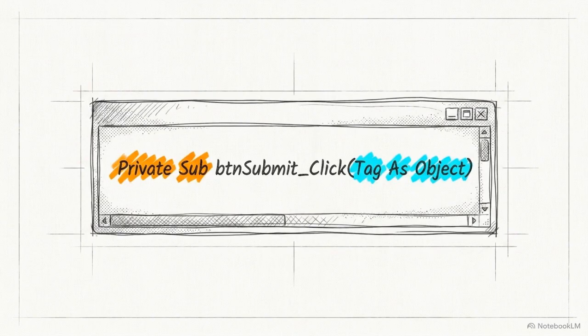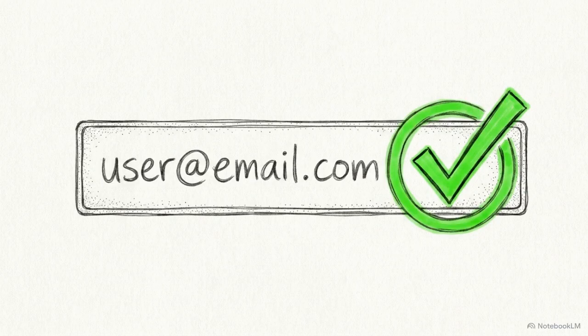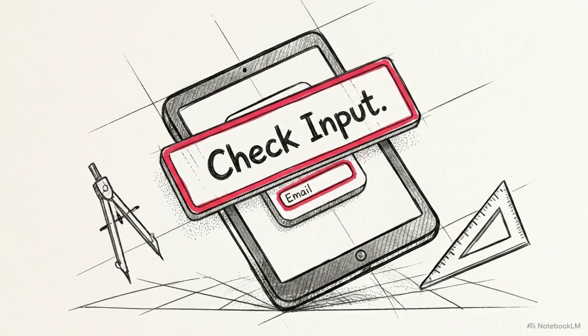Finally, we write the logic for the submit button click event. A Boolean check called txtemail.validate runs first. This confirms the input meets our requirements before the app attempts a simulated sign-in. If validation fails, the code halts the process and returns the focus to the email box, allowing the user to correct the error immediately.